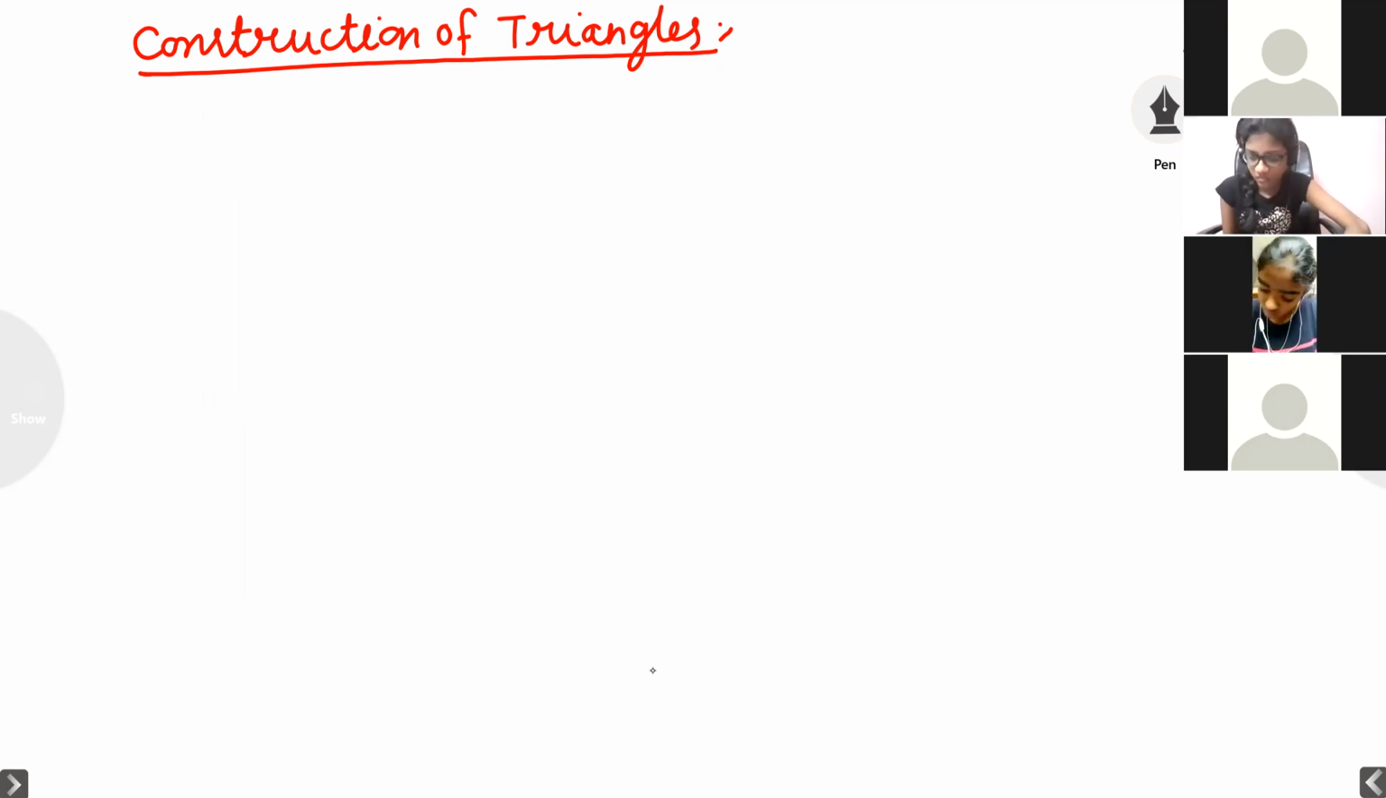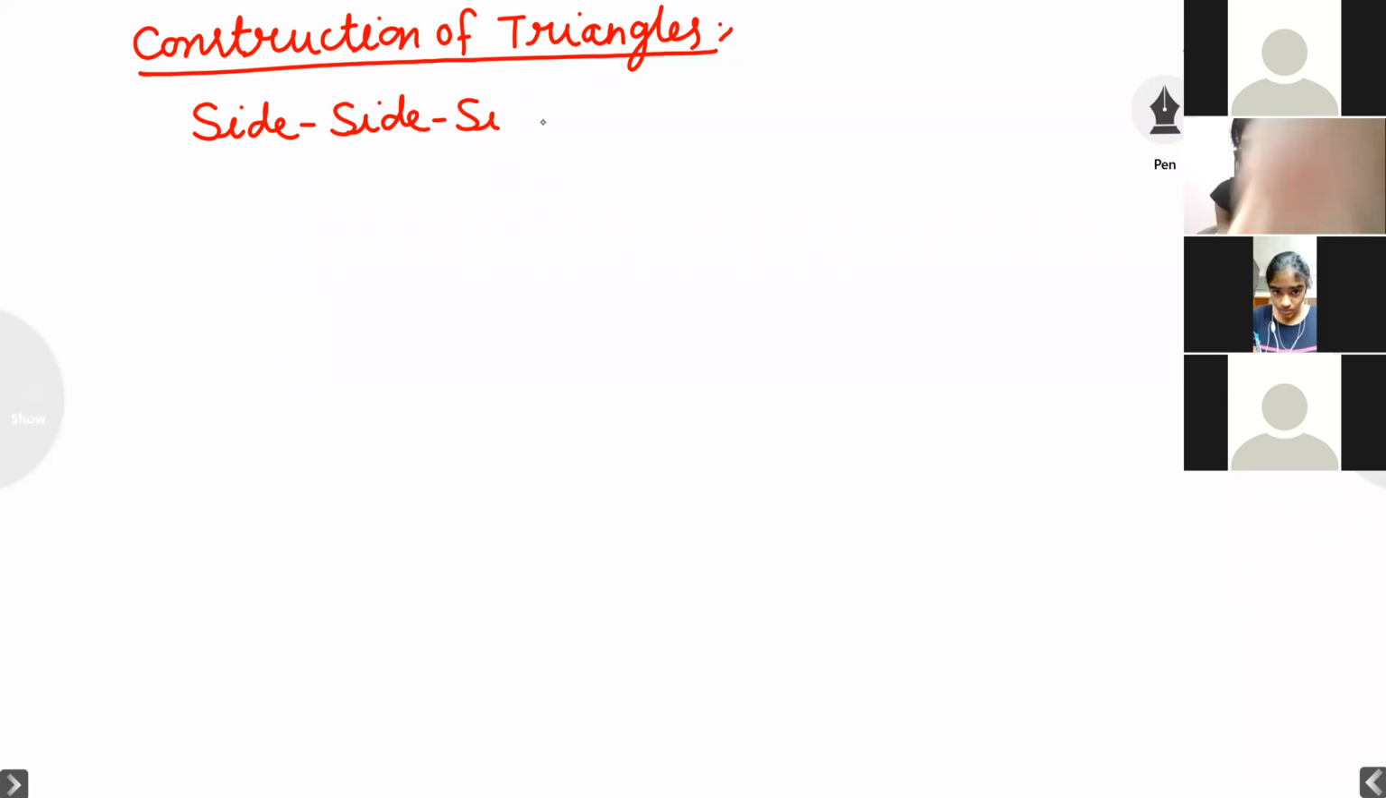First construction we are going to do is triple S construction. Triple S: side, side, side. It is called triple S.